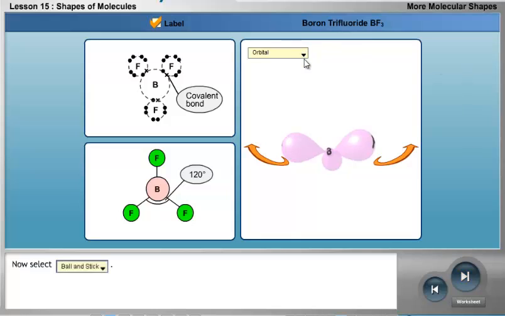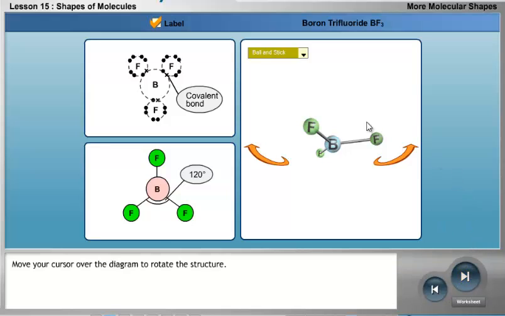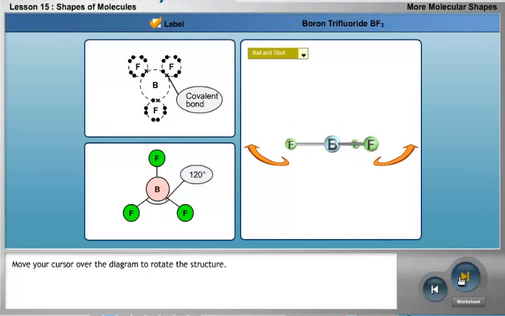Now select Ball and Stick. Move your cursor over the diagram to rotate the structure. The molecule can be described as trigonal planar. What does this tell you about the shape of the molecule? Answer: the 3 covalent bonds are all in one plane.